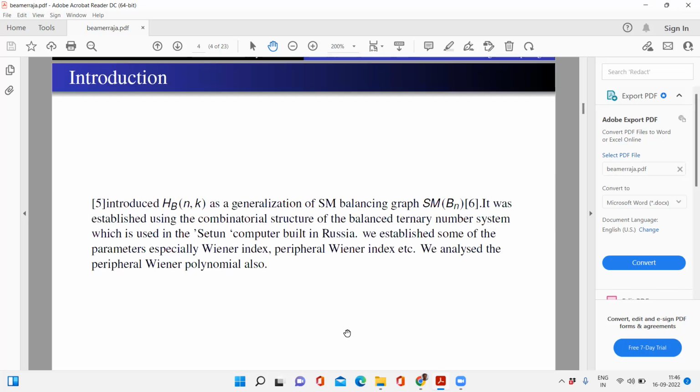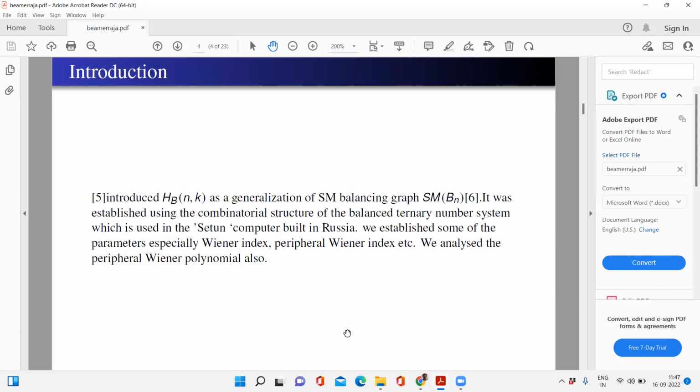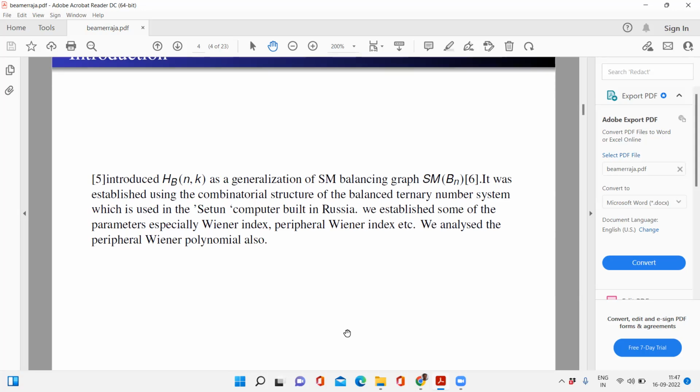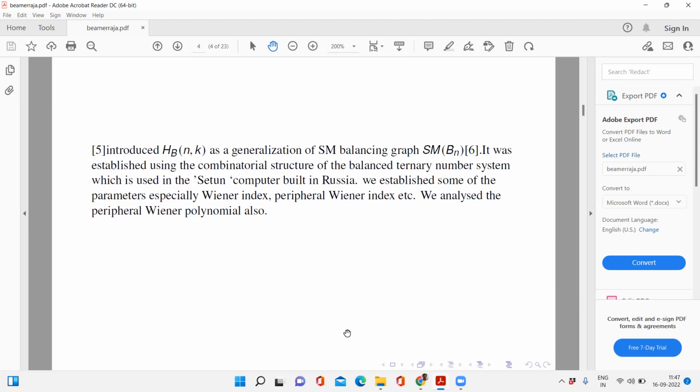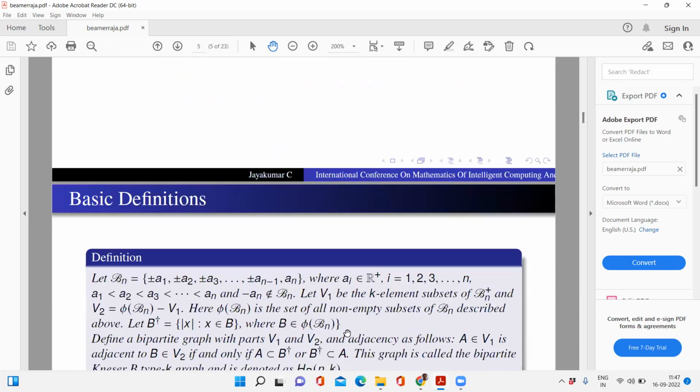In the introduction, the author mentioned in reference 5 introduced HBNK as a generalization of the balancing graph mentioned in 6. It was established using the combinatorial structure of the balanced ternary number system, which is used in the Setun computer built in Russia. We established some of the parameters, especially the Wiener index, peripheral Wiener index, etc. We analyzed the peripheral Wiener polynomial also.